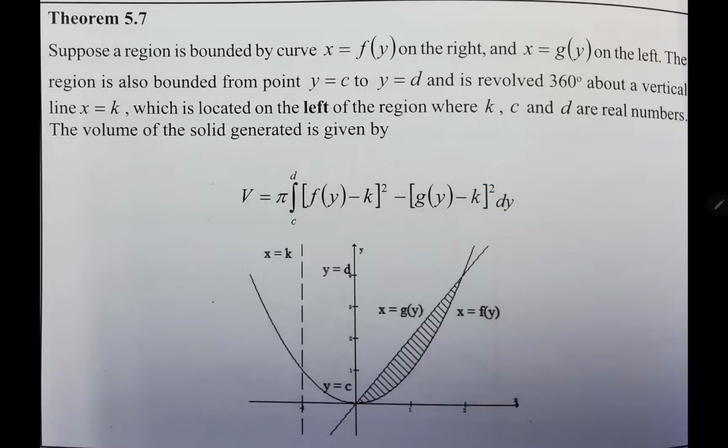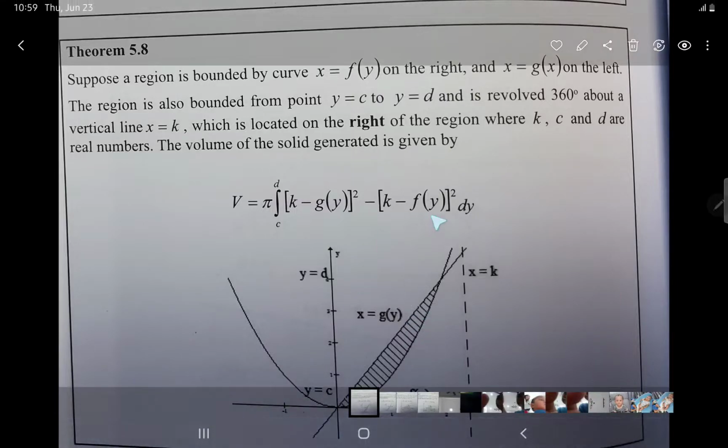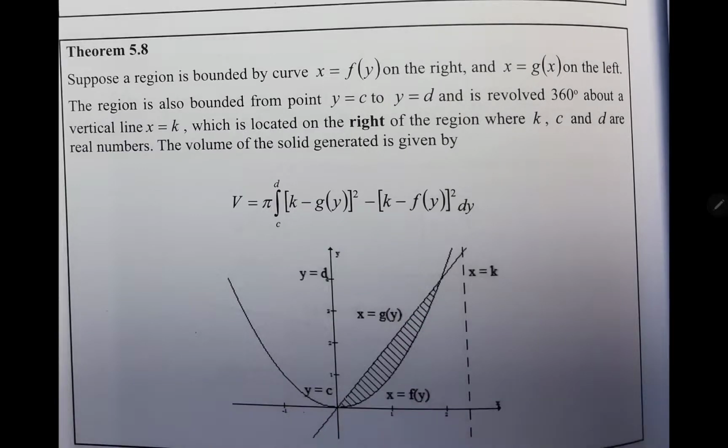Untuk teorem 5.8 pula, axis of revolution dulu, tolak yang mana? G yang mana ni? Function belah kiri, square, tolak axis of revolution tolak function belah kanan, square. Okay, so itulah penerangan saya tentang teorem 5.5, 5.6, 5.7 and 5.8.